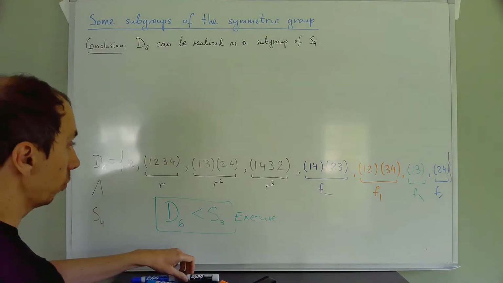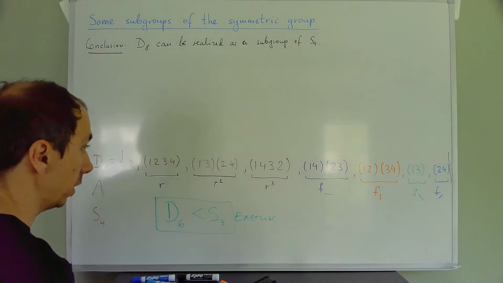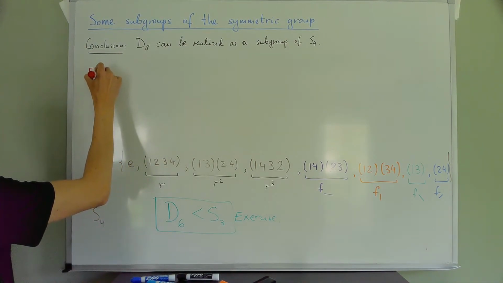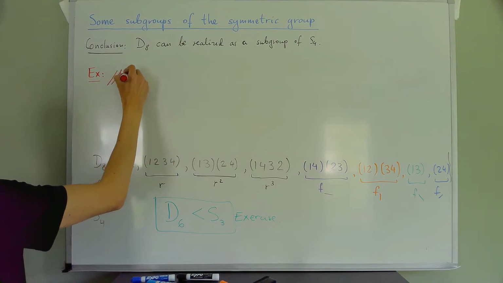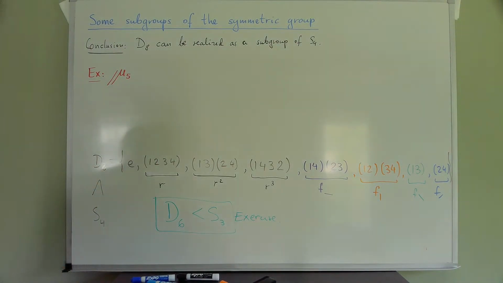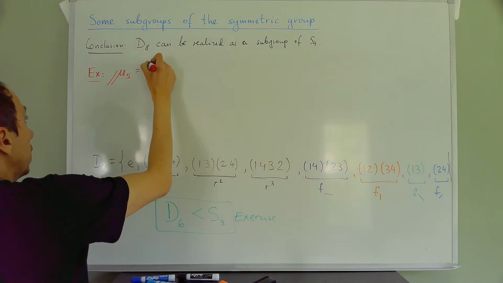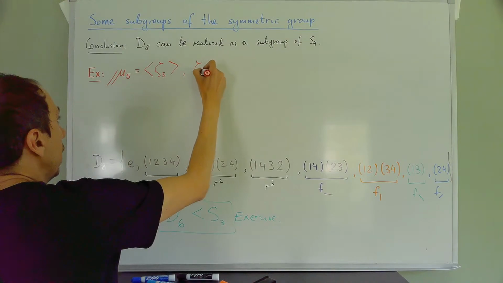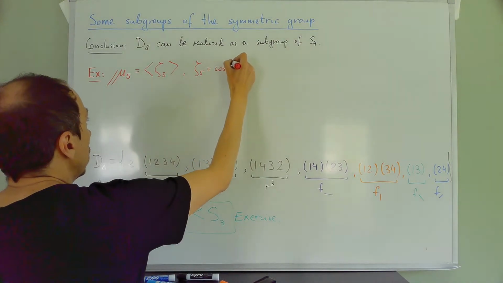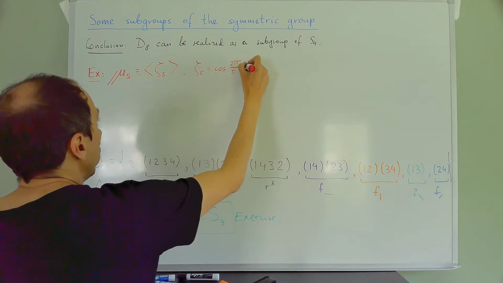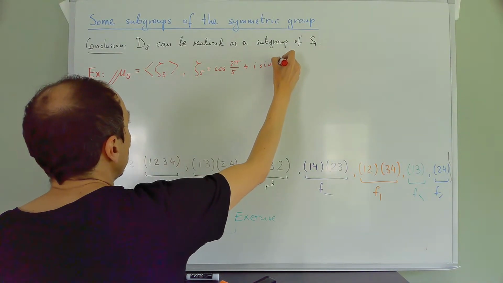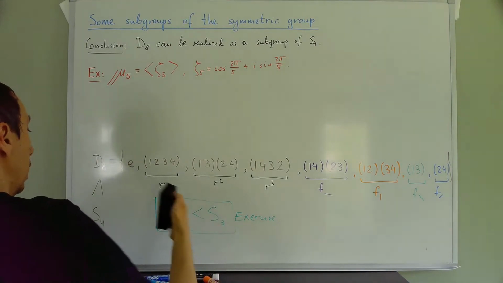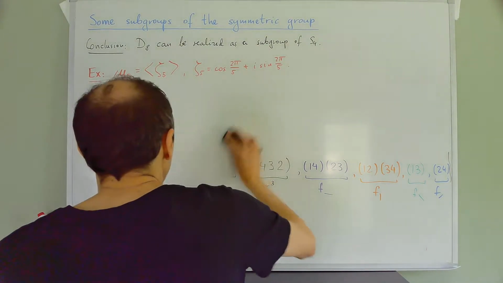And let's look at some other group that doesn't seem to have anything to do with the symmetric group. Namely, another example, let's look at the group of fifth roots of unity. Remember that's actually a cyclic group, generated by zeta 5, where zeta 5 is cosine 2 pi over 5 plus i sine 2 pi over 5. And I'm going to think about it in a certain way.